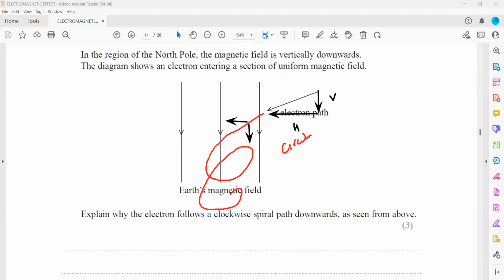So how will you score the 3 marks? You will mention the force which is perpendicular to the path of the resultant circular motion, like there will be a centripetal force. So the horizontal component is perpendicular to the magnetic field. So there will be a centripetal force which causes a circular motion.